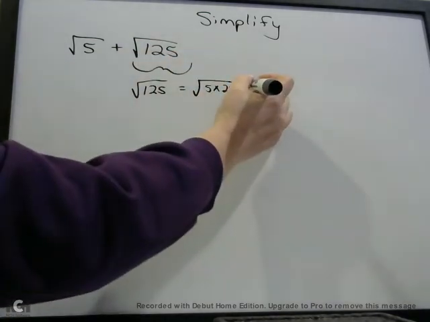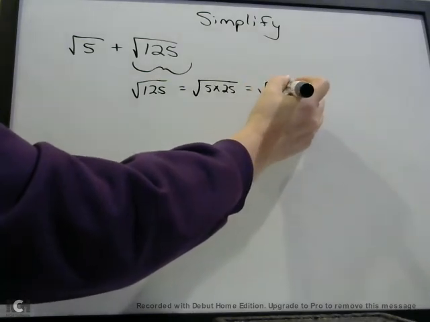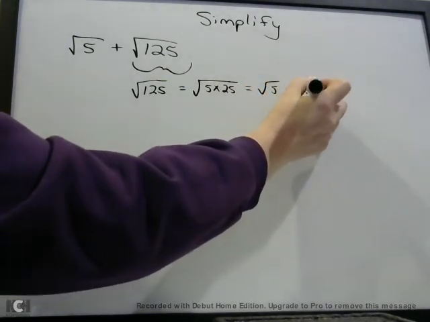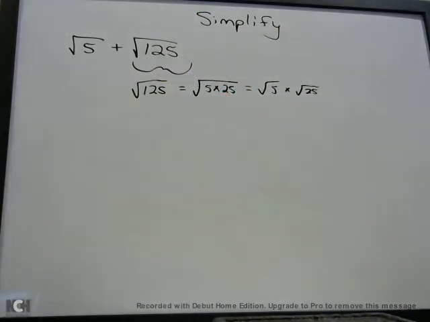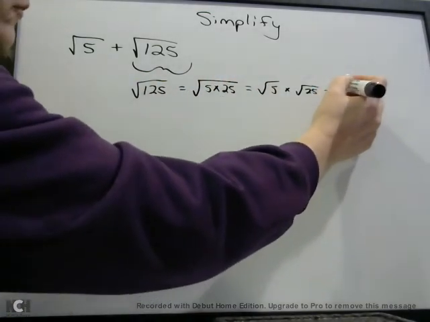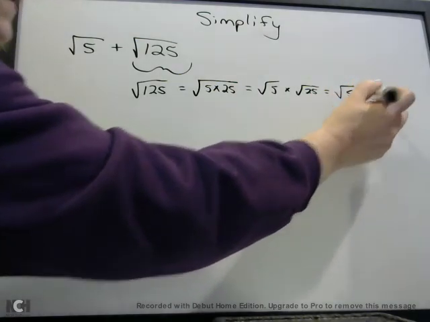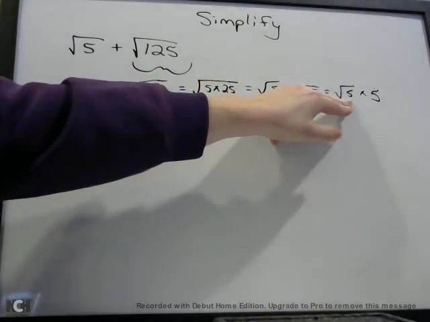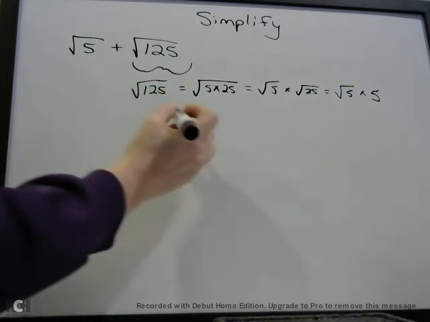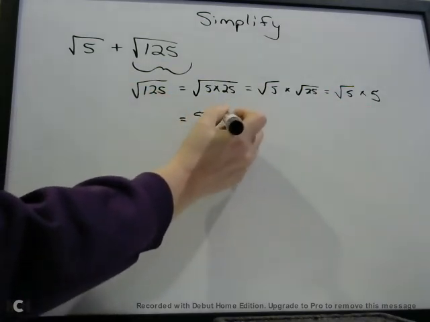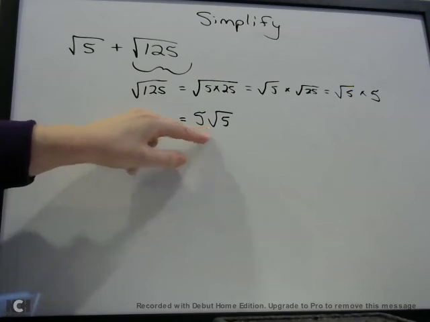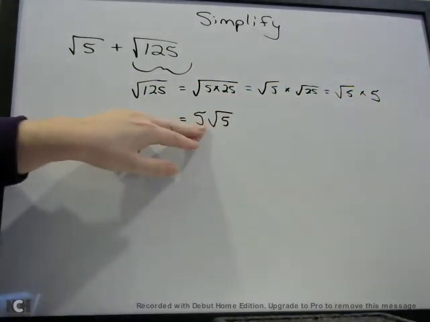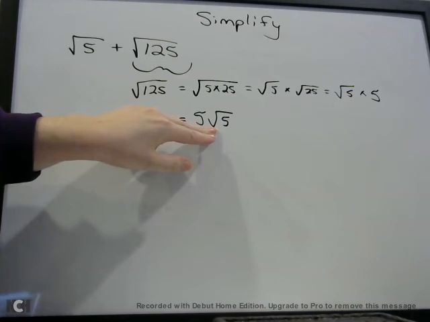So now we can break this out: square root of 5 times the square root of 25, because we instantly recognize that 25 is one of those that we have memorized. We know that the square root of 25 is 5. So we have the square root of 5 times 5. Now we don't normally write it like this. We would write it with the whole number out in front and then just put the radical sign beside it. So it can be written 5 square root of 5.